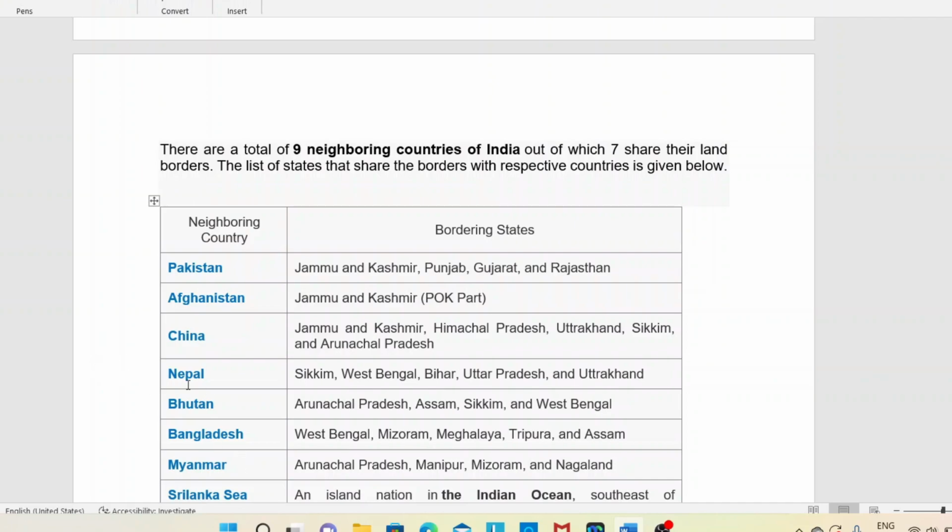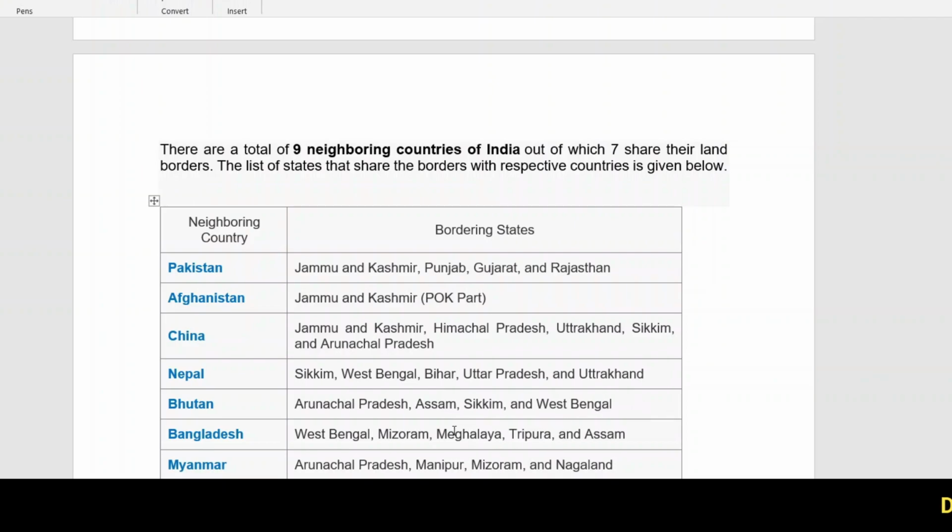Another country, Bhutan. Bhutan shares a border with the Indian states of Arunachal Pradesh, Assam, Sikkim and West Bengal.